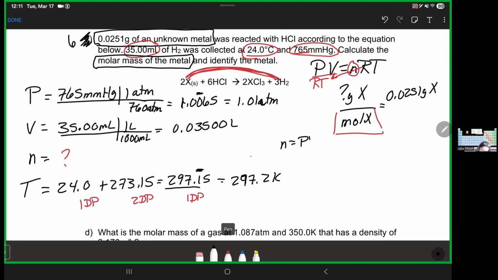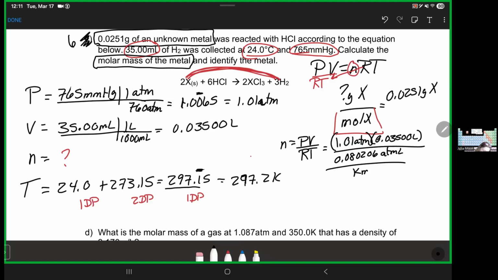N equals PV over RT. So it equals my 1.01 ATM times my volume, 0.03500 liters, over my R, 0.08206 ATM liters over K mol. My temperature was 297.2 K. And if we look at our units, ATM cancels, liters cancel, Ks cancel, moles on the bottom of a fraction, so it comes to the top, and we're left with moles.